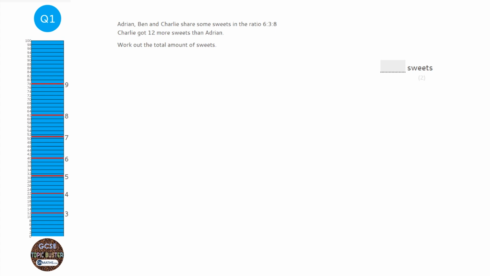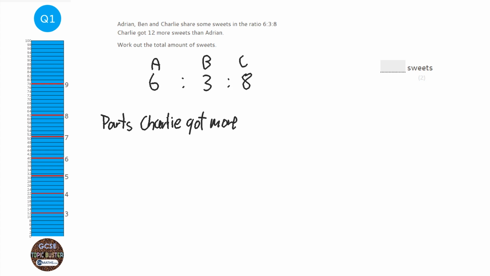Okay, so this question is a little bit more complicated than it first seems. So we've got Adrian, Ben, and Charlie, and they share some sweets in the ratio of 6 to 3 to 8. And it says that Charlie got 12 more sweets than Adrian. Well, first of all, let's have a look and see how many more parts Charlie got than Adrian.